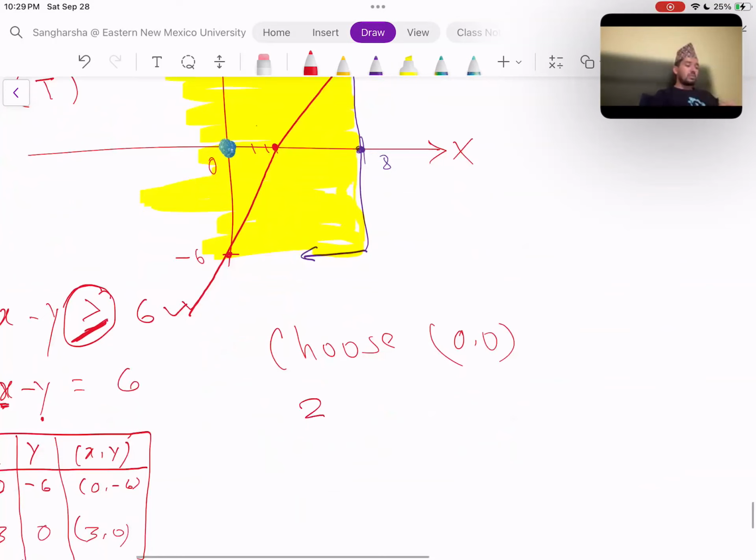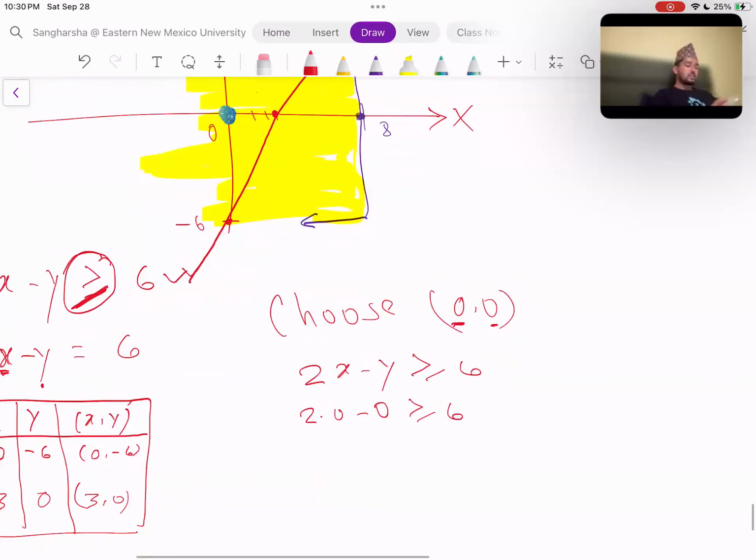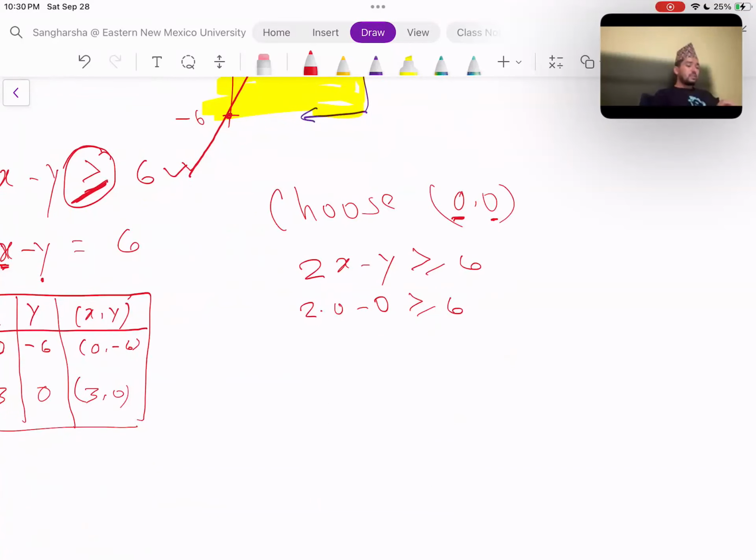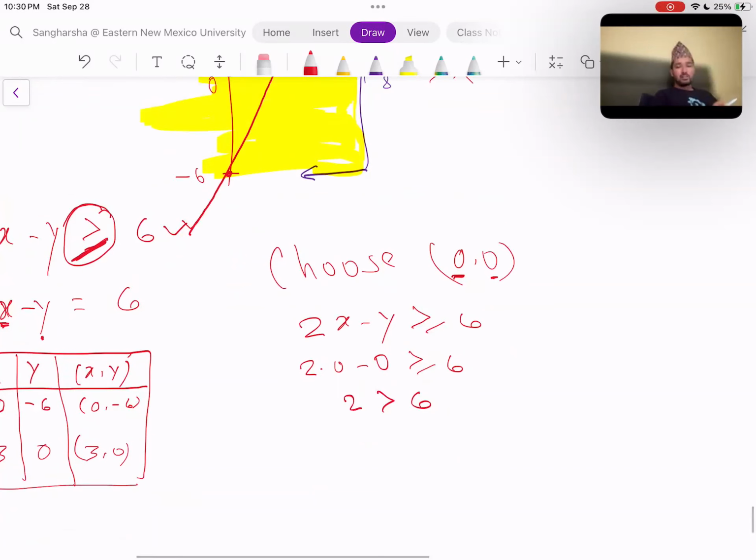So our inequality is 2x minus y greater than equals to 6. So you substitute 0 for x, 0 for y. 2 times 0 minus 0 greater than equals to 6. 2 minus 0, that is 0, greater than 6. Now, is it true or false? It's false, right? 0 is not greater than 6.